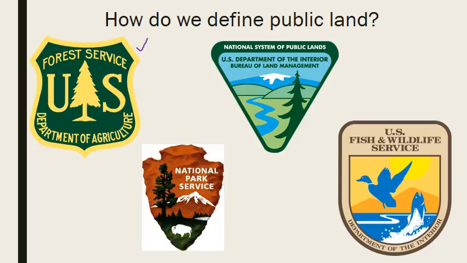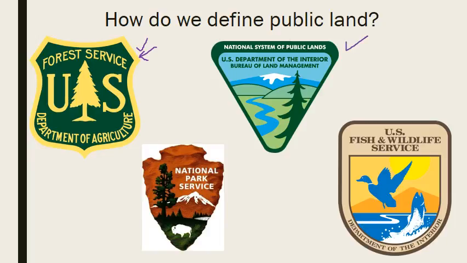The next is grasslands and rangelands. So right now there are 20 protected grasslands in the United States that are also managed by the Forest Service. And there are 770 million acres of rangelands in the United States that are managed by the Bureau of Land Management.